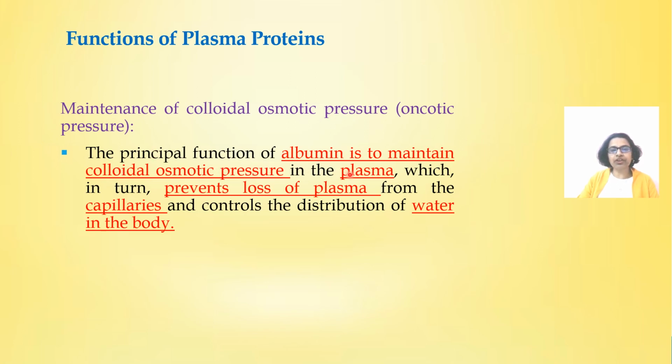The principal function of albumin is to maintain colloidal osmotic pressure in the plasma, which in turn prevents loss of plasma from the capillaries and controls the distribution of water in the body. So it is going to maintain the colloidal pressure in the blood vessel, which in turn prevents the loss of plasma. Plasma will remain in the blood, in the capillaries, and controls the distribution of water in the body.